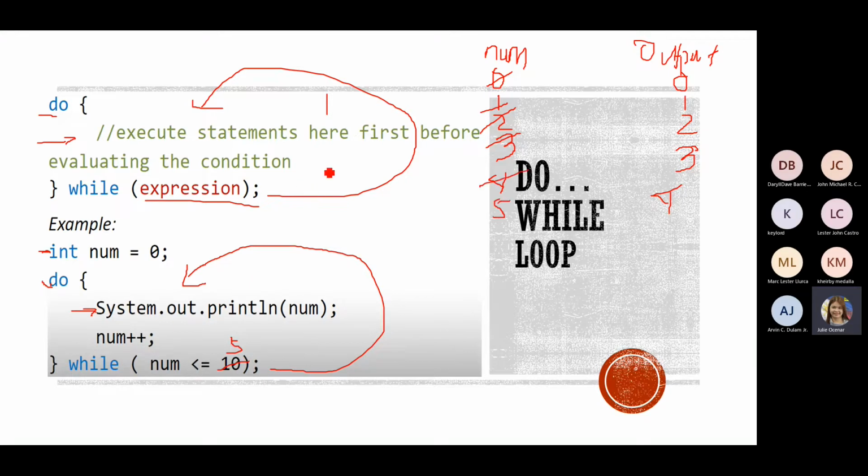Cross out the 4. And then, here na naman, is 5 lesser than equal to 5? Yes. So, balik sa printing, magiging 5. And then, magiging 6. Cross out the 5. Is 6 lesser than equal to 5? So, false na siya. So, exit na siya sa do-while statement na yon. So, ang magiging result mo is ito. 0, 1, 2, 3, 4, 5. And that is for our do-while loop.